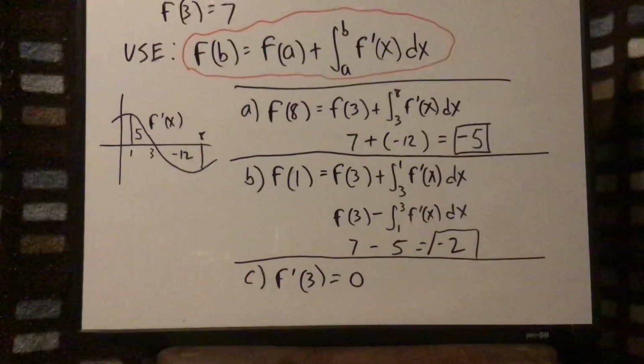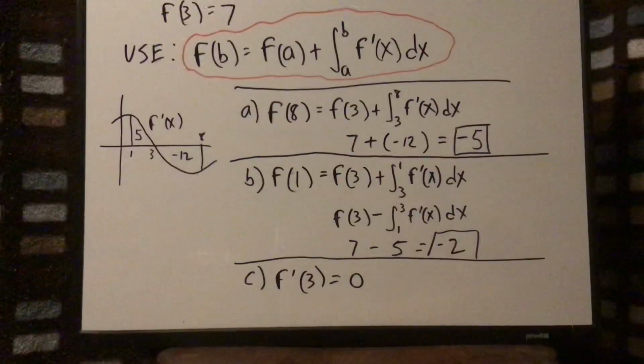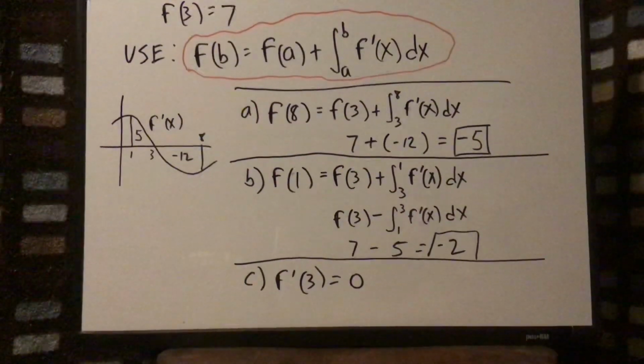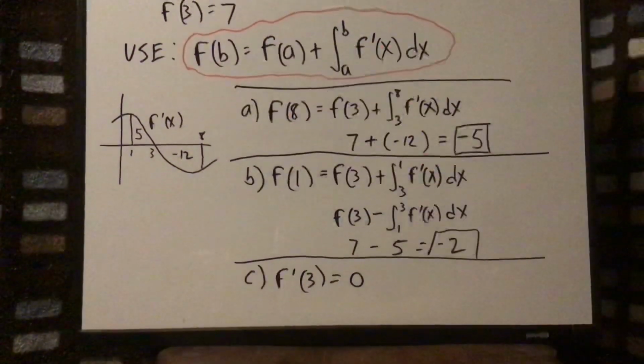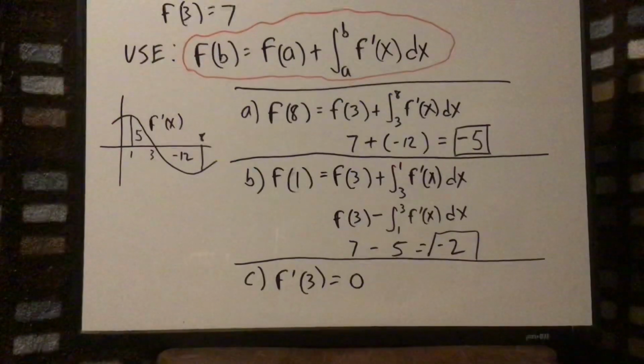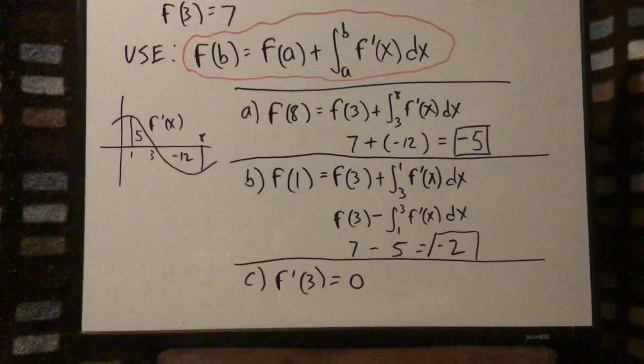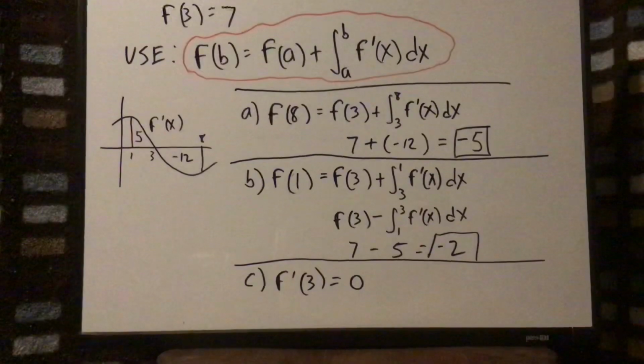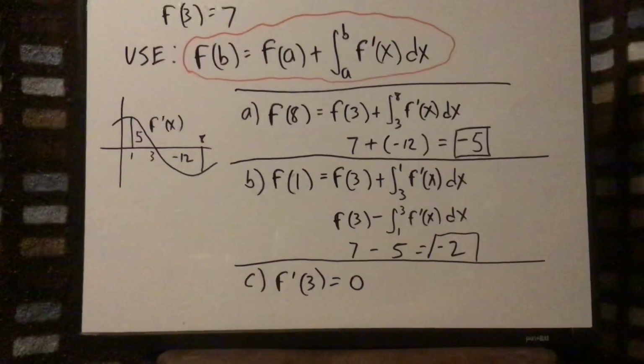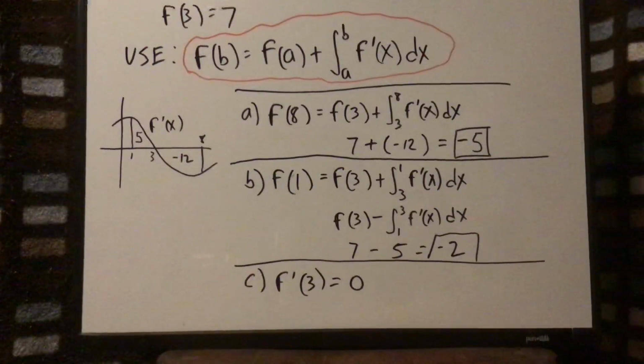Now in C, the difference is they want the derivative, not the regular function. So I have a picture of the derivative. When they ask me for what's f prime of 3, I can just look at the picture and see the y value for the derivative at 3. It looks like 3 is a root. So f prime of 3, what's the y value of the derivative? According to the picture, it's a root, so it's 0.